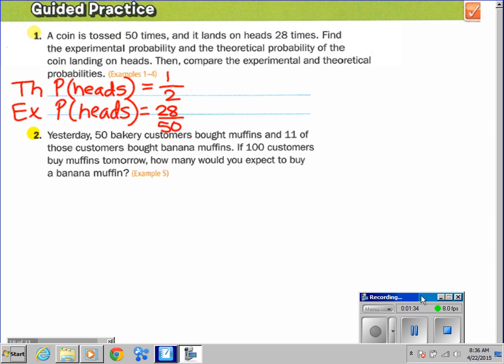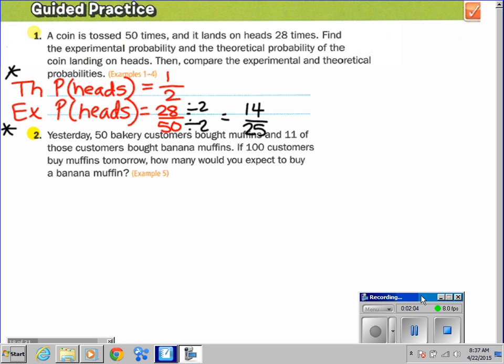So we always should reduce. So what could you reduce the 28 and the 50 by? You know, go into both of them. Yeah, 2. Sure. And you would end up with what? 14/25ths? Good. So we have 2 points here. We have our theoretical probability equals 1/2. Our experimental probability equals 14/25ths.